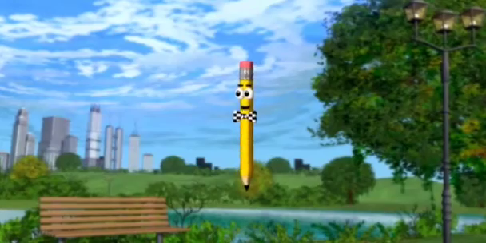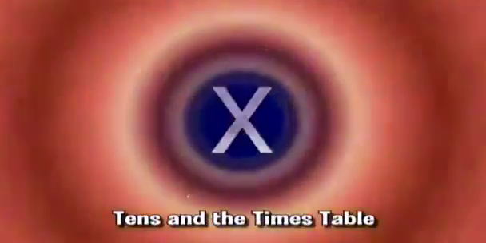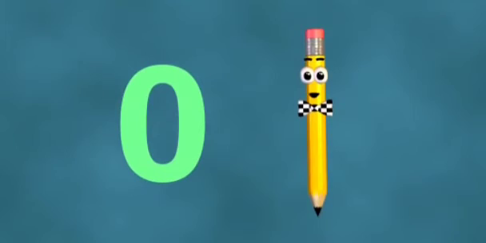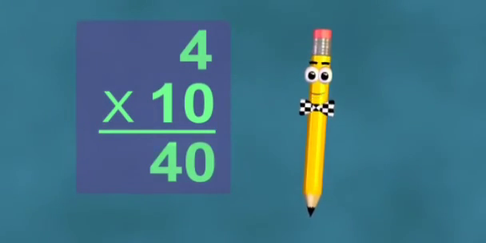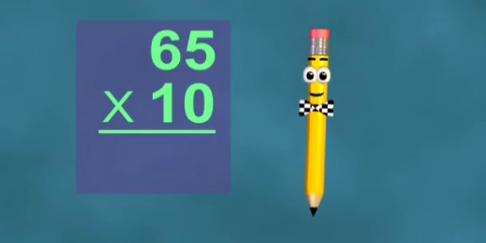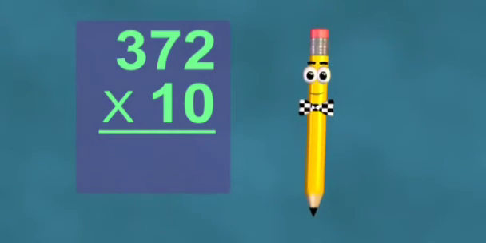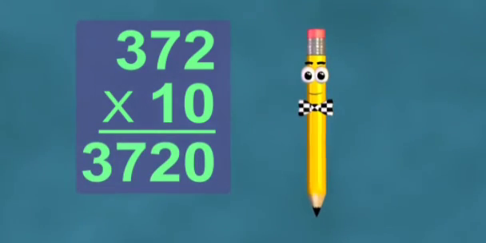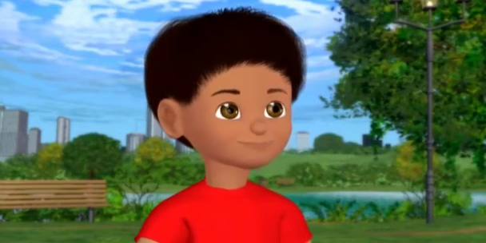We can understand the meaning of any other trick. You can help me out, please. The 10 times table. Just add 0 for multiplication by 10. 4 cross 10 makes 40. 65 multiplied by 10 makes 650. 372 multiplied by 10 makes 3720. Just add 0 to whatever number you are going to multiply.